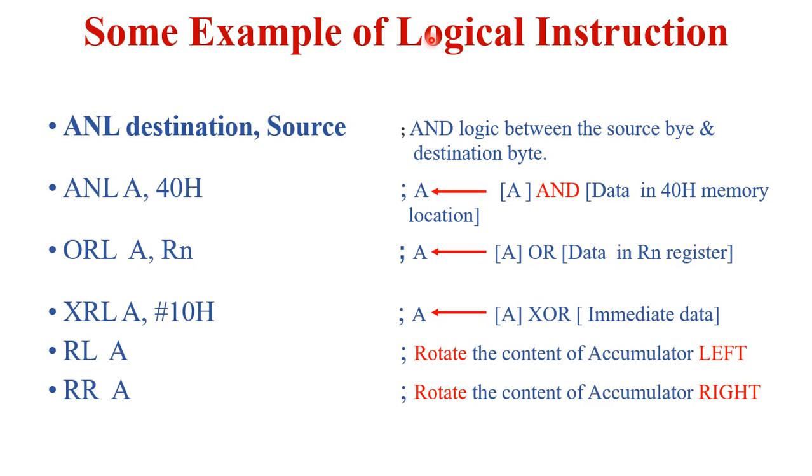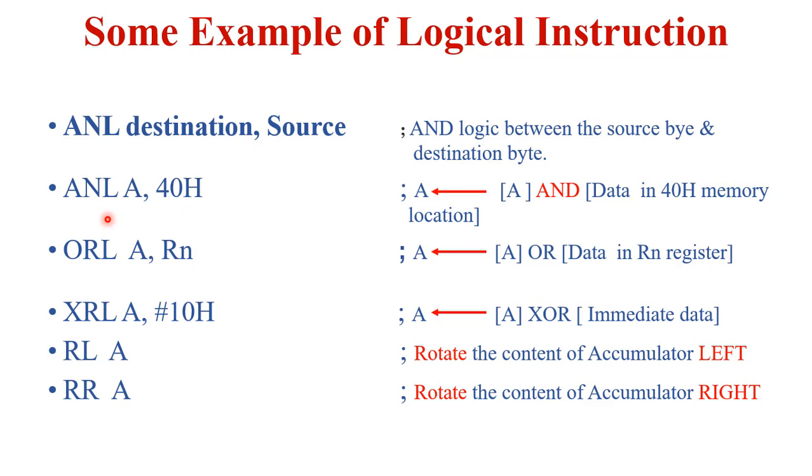So here I will give some examples of logical instruction. First is ANL destination comma source. This instruction is an example of AND logic operation because ANL is the opcode of the AND logic instruction. This instruction tells that perform AND logic operation between the source data and the destination data, and the result is stored in the accumulator register or destination location. Because we know that in case of arithmetic or logical operation, the destination location is always the accumulator register.